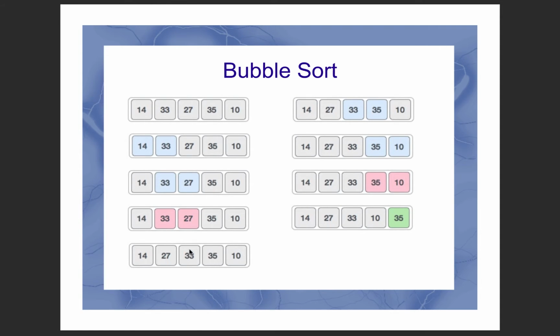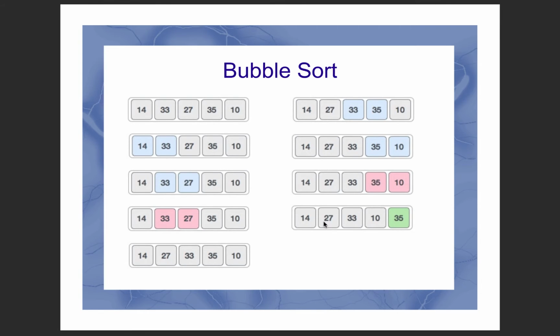Now it checks 33 and 35. Since they are in order, they don't need to swap. Then it checks 35 and 10. Since 35 and 10 are not in order, it swaps them, so 10 is in 35's place and 35 is in 10's place. Now it has finished one turn over all the adjacent elements, but the array is still not sorted.